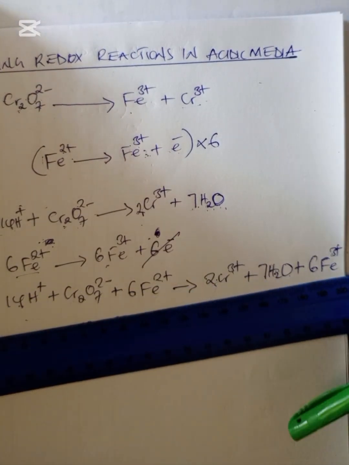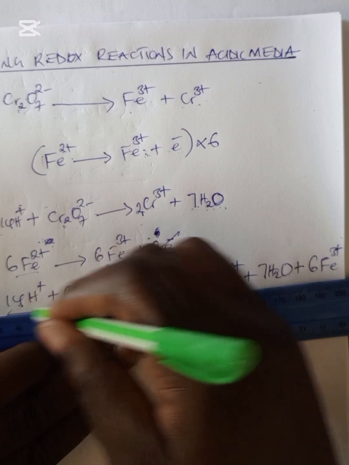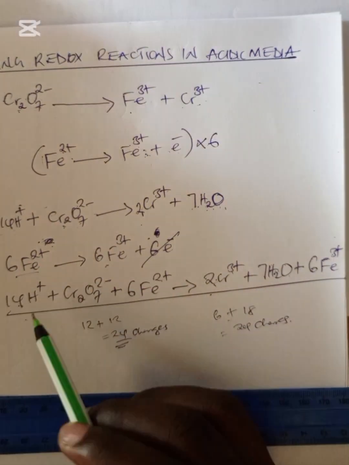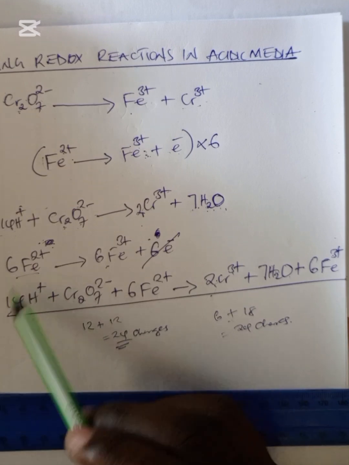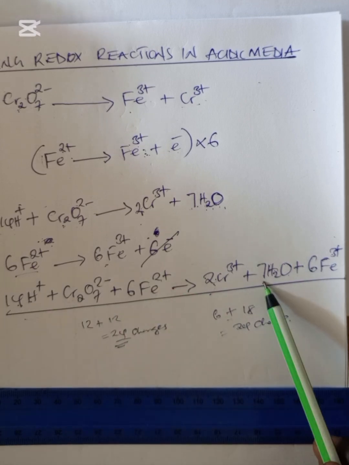So this is a balanced equation in acidic media. The reason why this is in acidic media is because remember that what defines an acid is simply the hydrogen ions. So since we've got hydrogen ions, we say this is an acidic media.